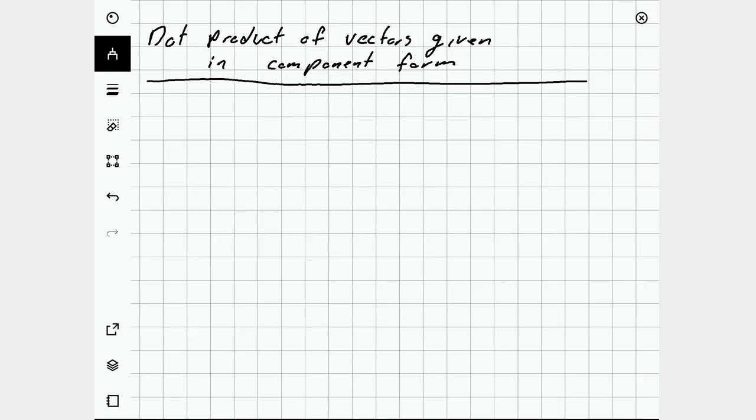The dot product of vectors given in component form. Previously, we talked about the scalar product, multiplying a real number, which we call a scalar in this context, times a vector. We talked about vector addition, adding two vectors together. We have not looked at the combination of multiplying two vectors together.